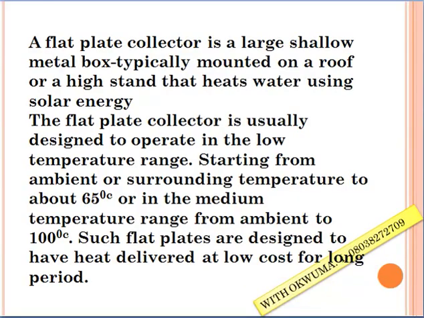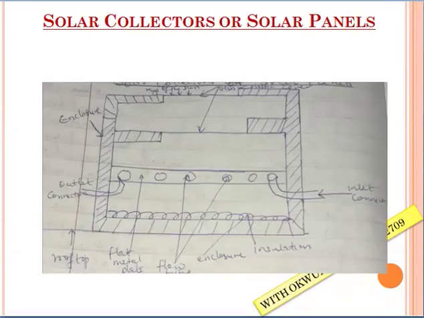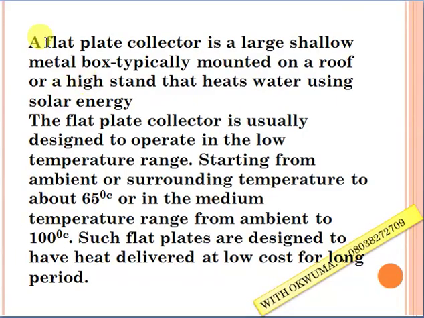So a flat plate collector, as we have seen in our diagram, is a shallow metal box that is typically mounted on a roof or a high stand that heats water using solar energy. So that is the flat plate collector. You mount it on top of the roof to be able to heat the water.